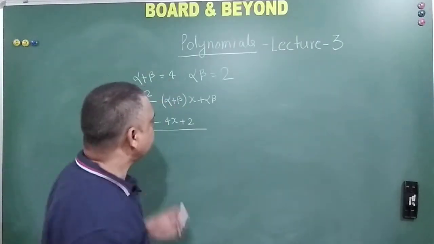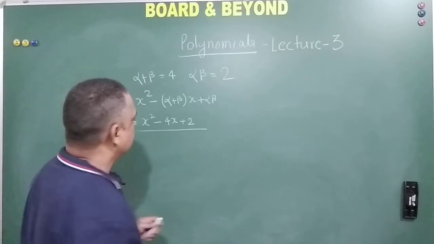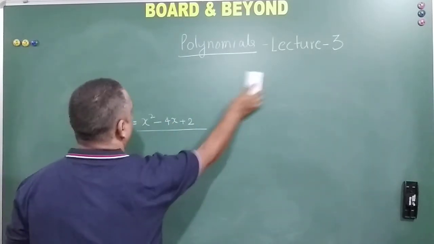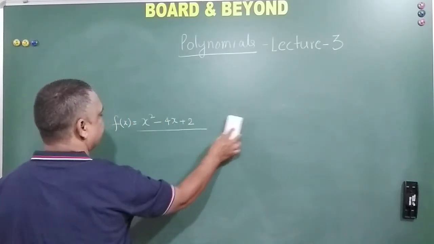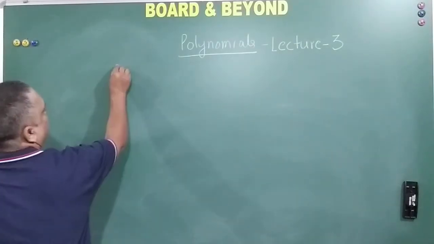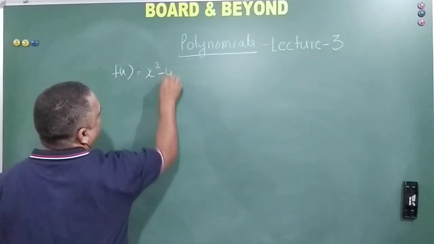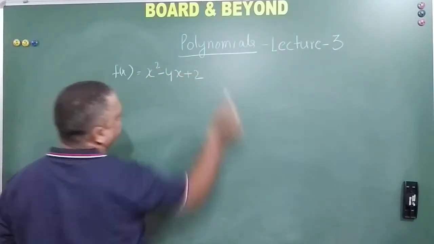We will write this quadratic equation, or else we'll rub it off. I'll just use this quadratic, x square minus 4x plus 2. So f of x is equal to x square minus 4x plus 2.